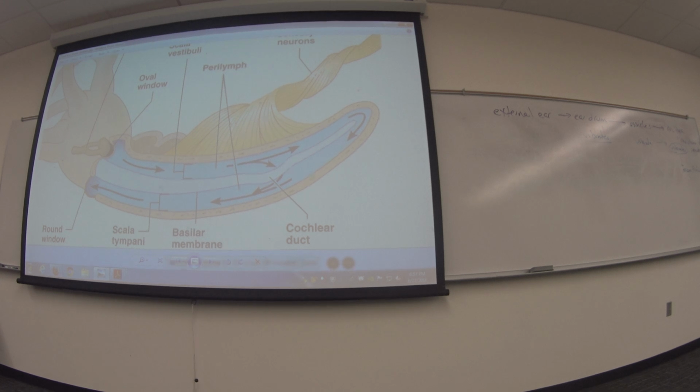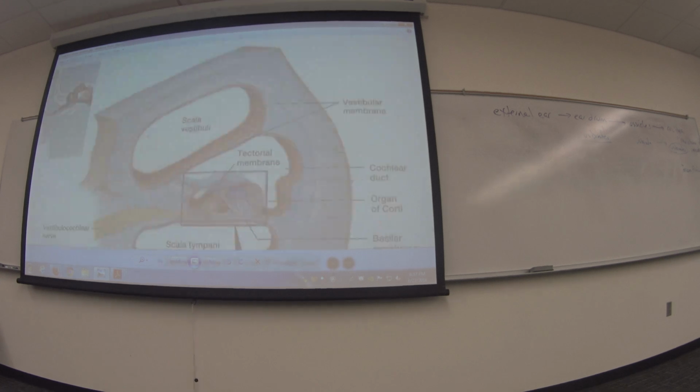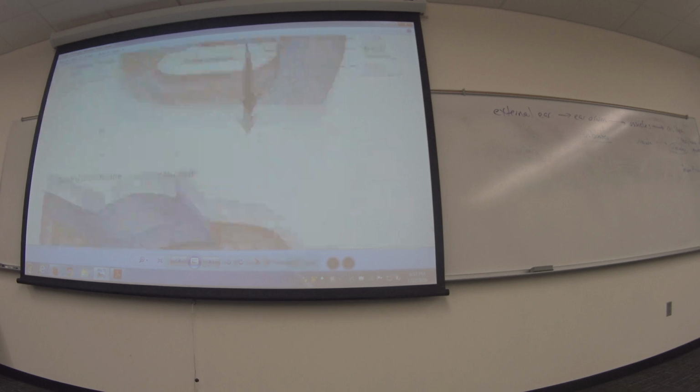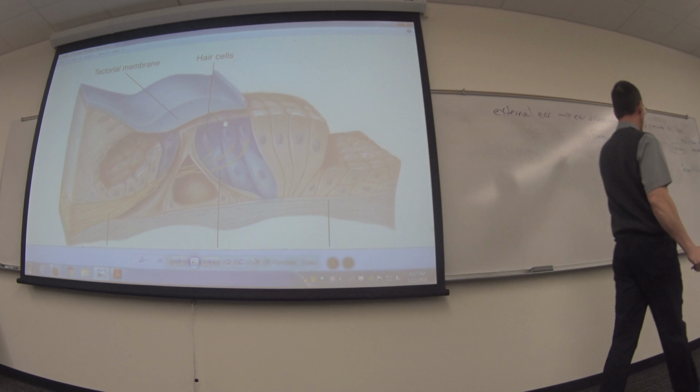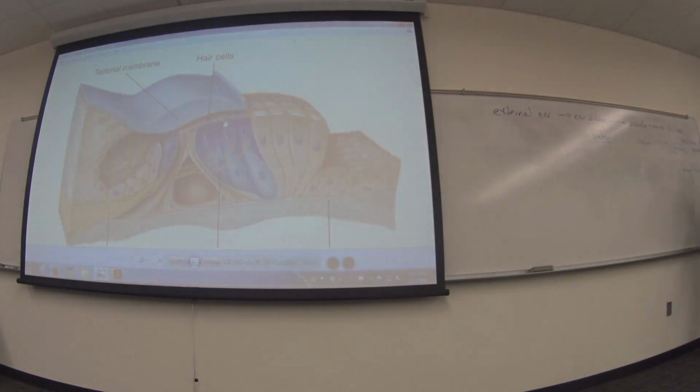Indeed it is. Let's zoom in. Here's the cochlear duct right here. The fluid is in these two big ones. We zoom in right there. What do you see sticking up right there? Hairs. Hair cells, stereocilia. So if I'm moving the snail that moves the fluid, what's going to happen to the hairs? I'm going to move the hairs.